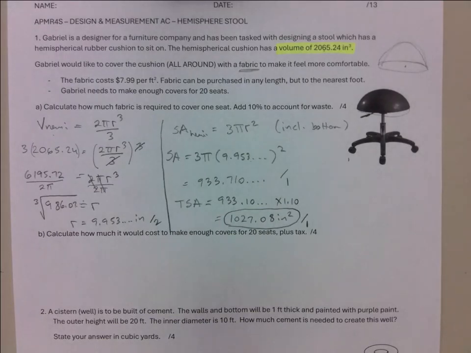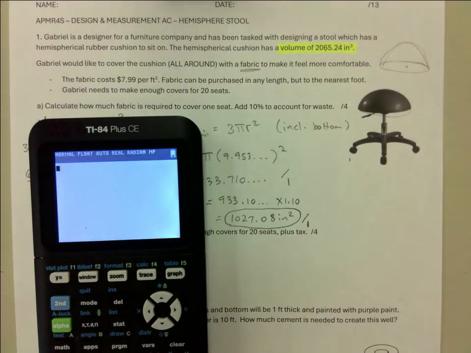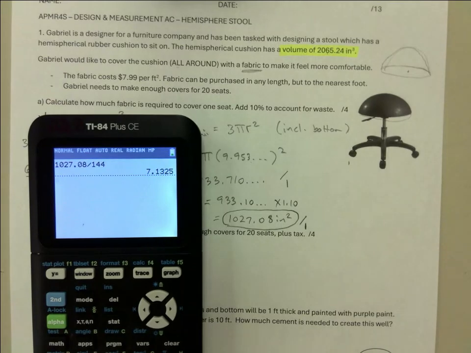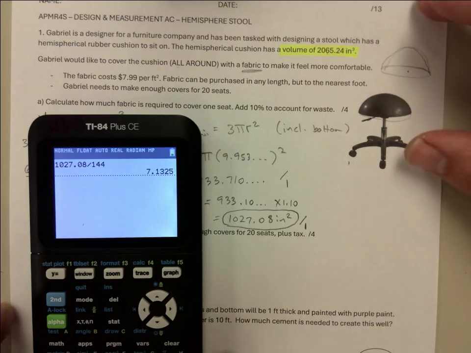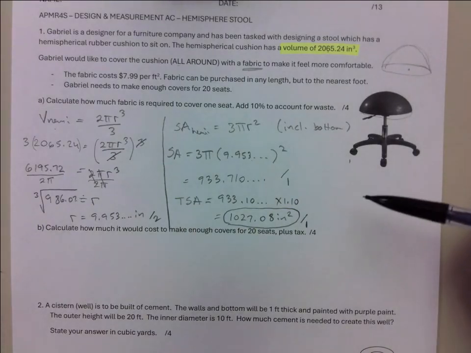Yes? Oh, you did it in square feet already? Yeah, so what would that be? Divided by 144, right? Is that what you got? Yeah, that's fine. Because it didn't specify, you could choose whichever unit you want. That's just fine.